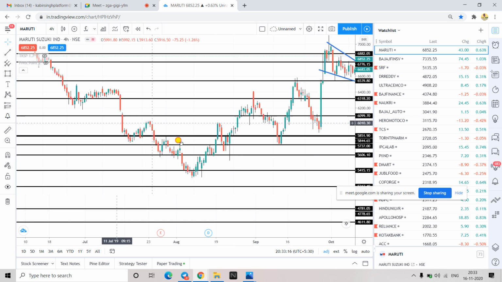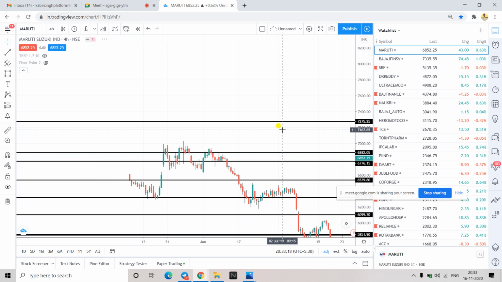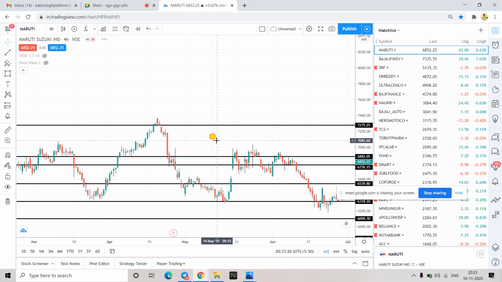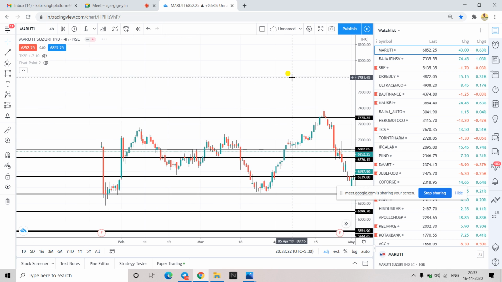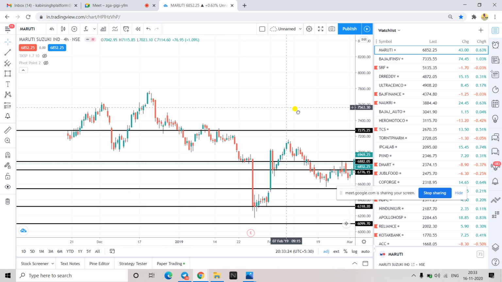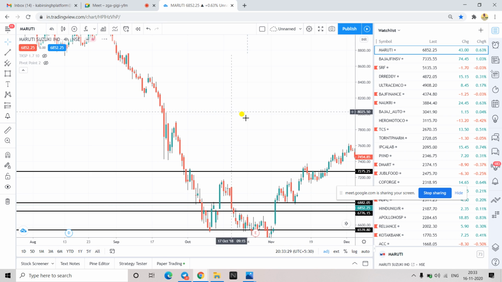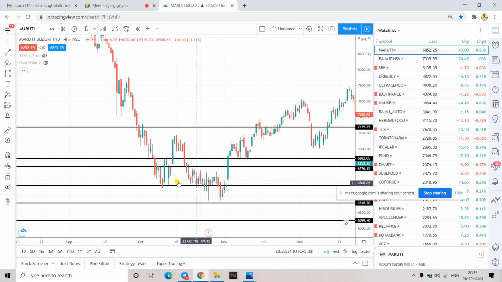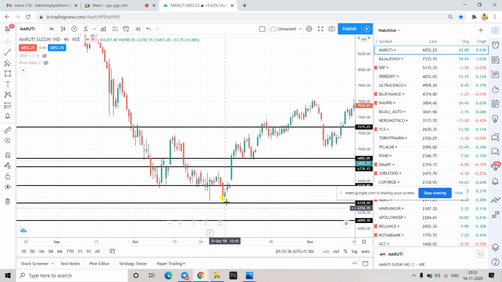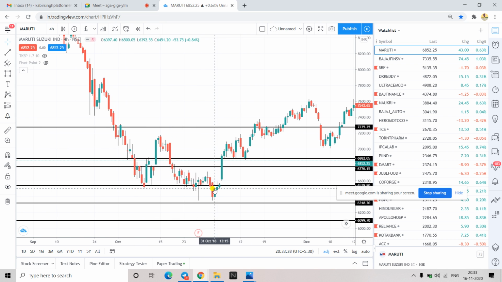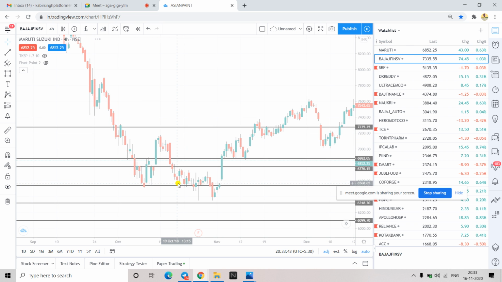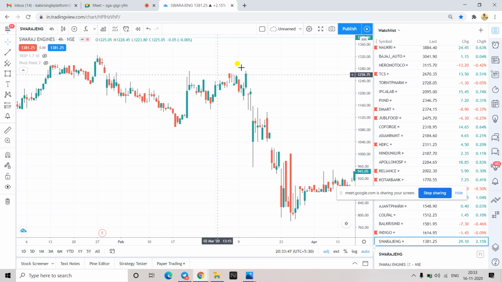We'll see a few more patterns here. So this is also kind of a double bottom only, but here the price has gone a little more down. But then again it has broken the neckline, so you can wait for the neckline to be broken, but because it is around the same region, you can take this.